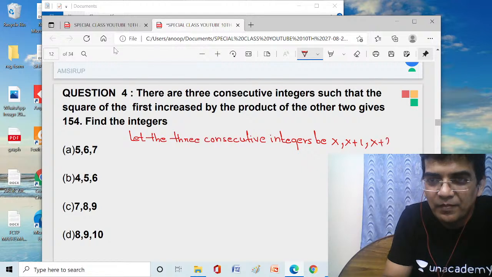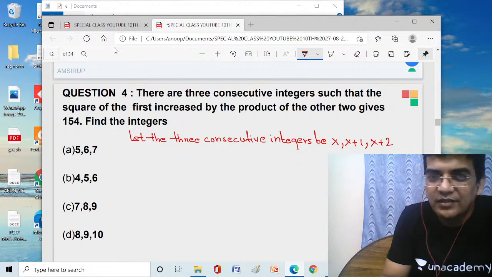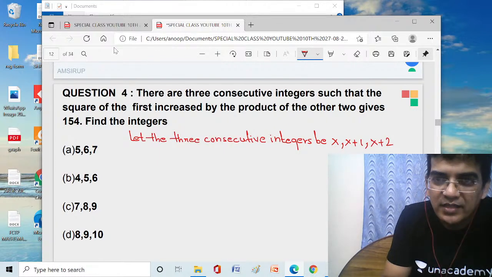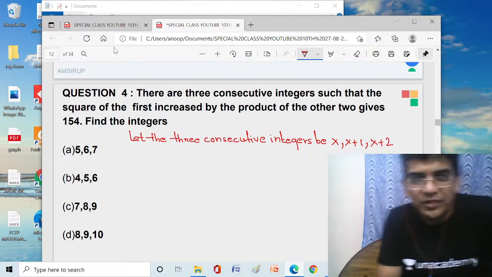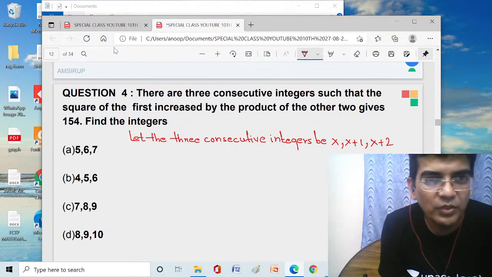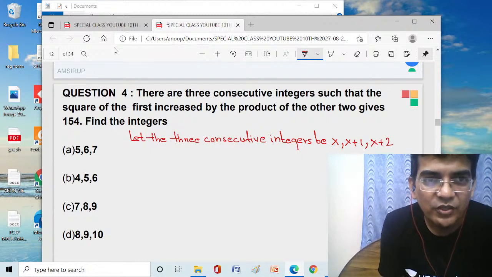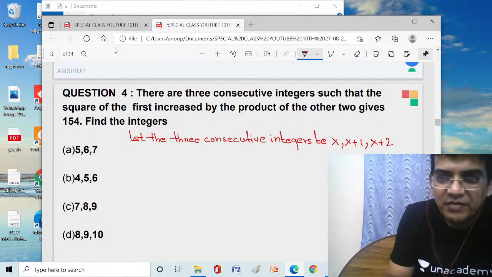So in this way, I have considered three consecutive integers. See, x the first one, x plus 1 the second one, x plus 2 the third one. So first I have supposed these three consecutive integers. Now what does the question say? The question says that the square of the first. Okay, so this is my first one.